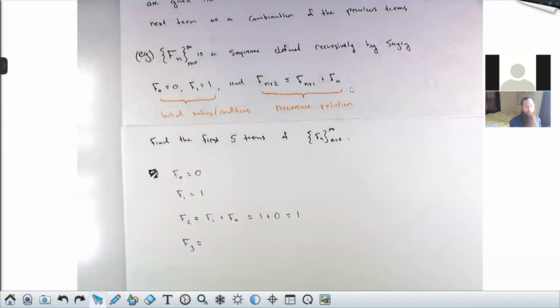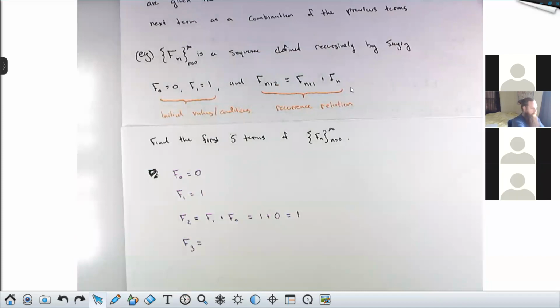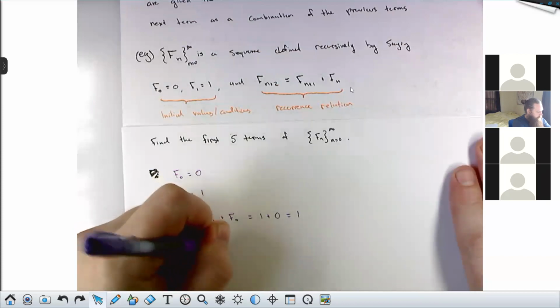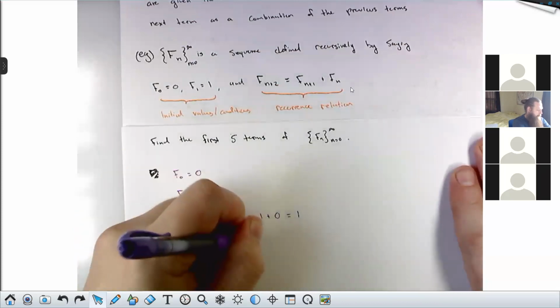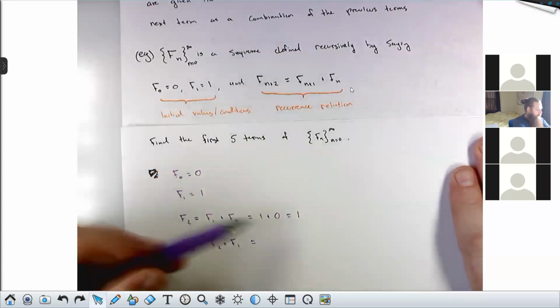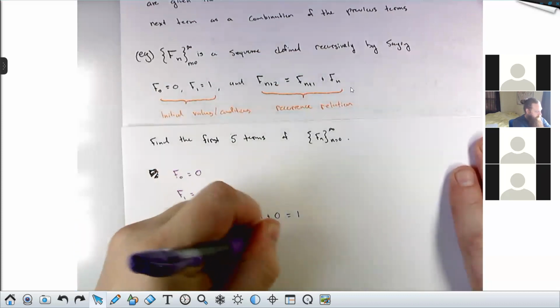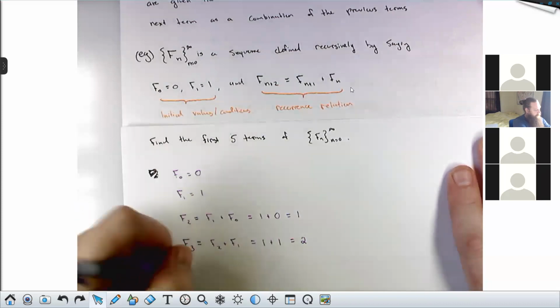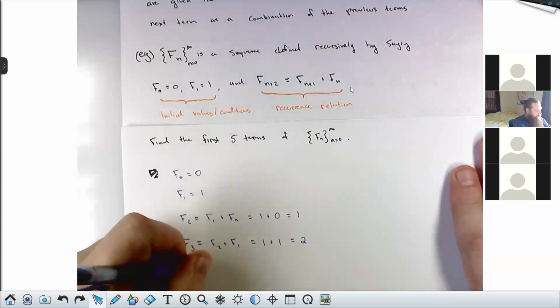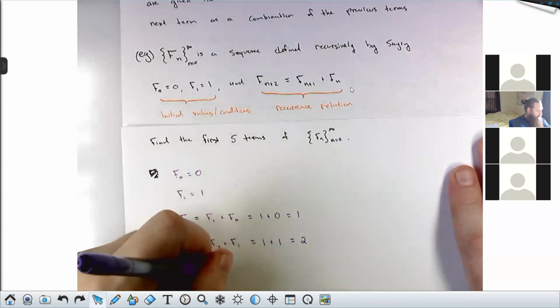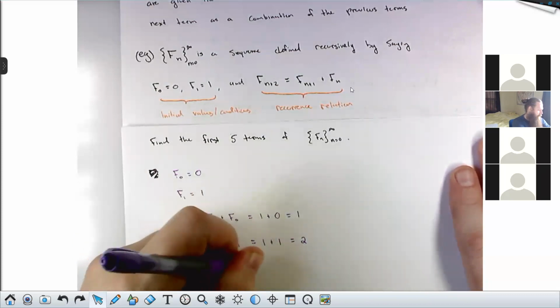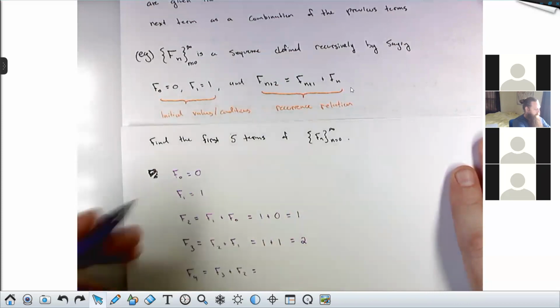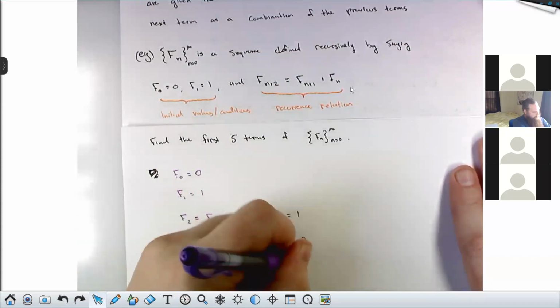How would I find F3? F2 plus F1. Yeah, very good. It'll be F2 plus F1. And F2 we know is 1, F1 we know is 1, so this is 1 plus 1, which is 2. To find F4, I would add F3 to F2. F3 is 2, F2 is 1, so this is 2 plus 1, which is 3.